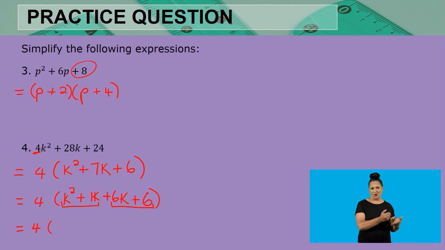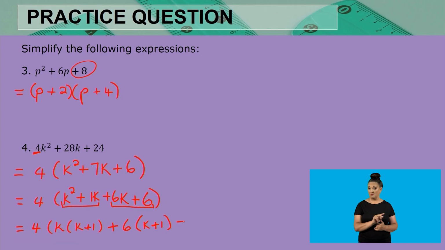So in the first group there, the common factor is a k, and we are left with k plus 1 in the brackets. And then we are adding this to the second group where the common factor is a 6. And when we open a bracket there, after we've taken out the common factor, we are left with a k plus 1.